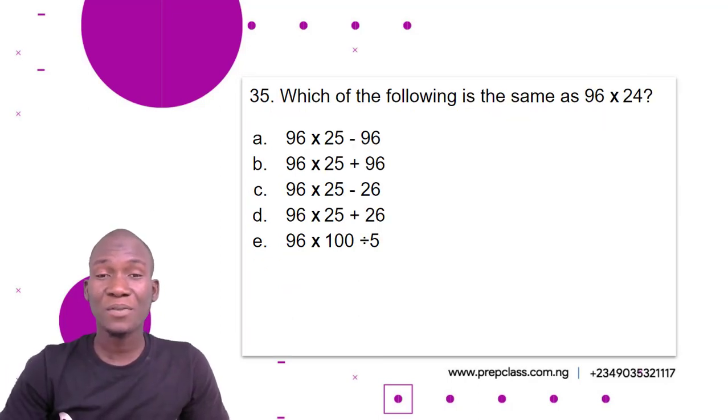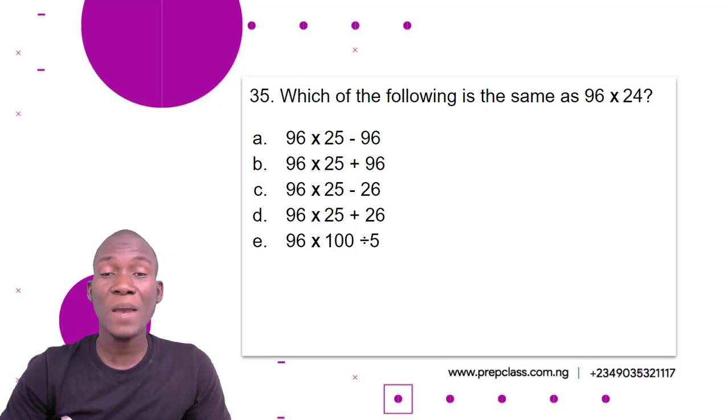Question 35. Which of the following is the same as 96 times 24? A. 96 times 25 minus 96. B. 96 times 25 plus 96. C. 96 times 25 minus 26. D. 96 times 25 plus 26. E. 96 times 100 divided by 5.